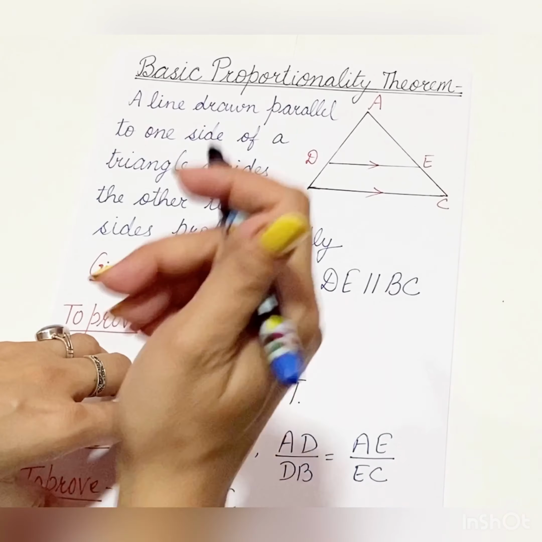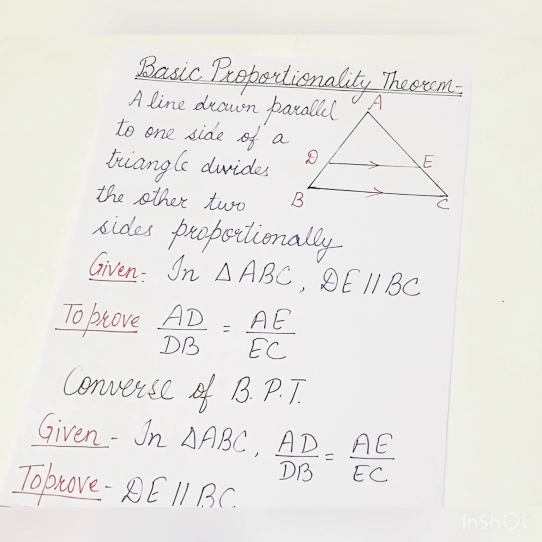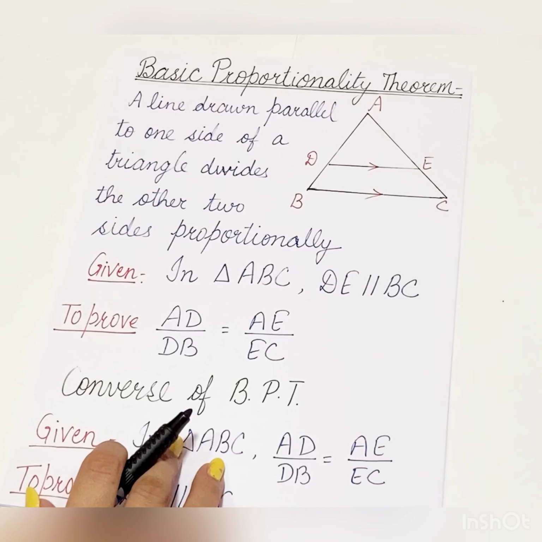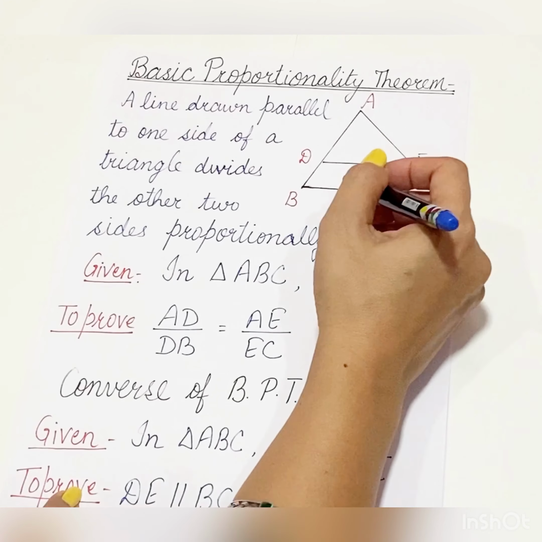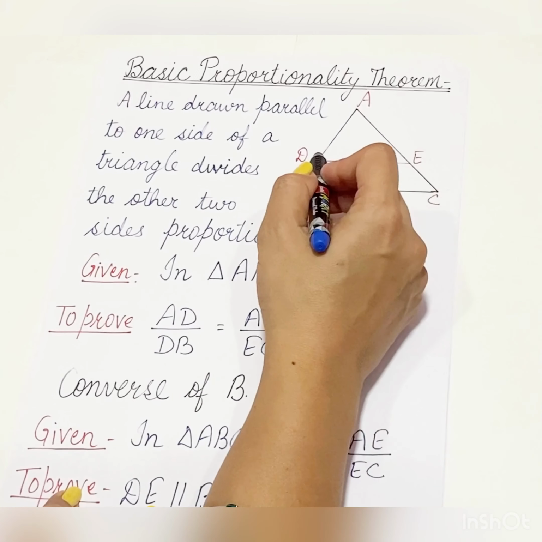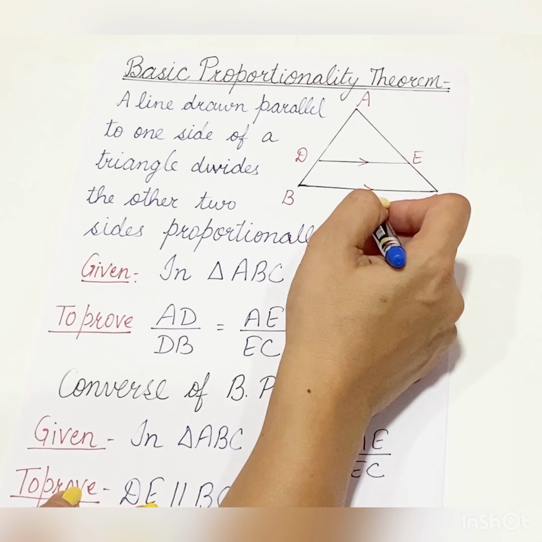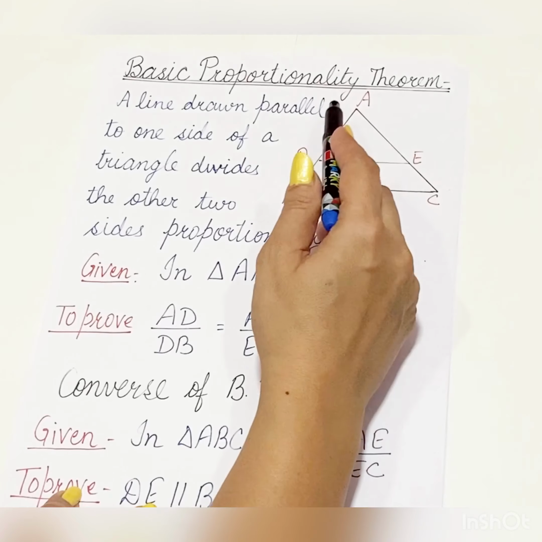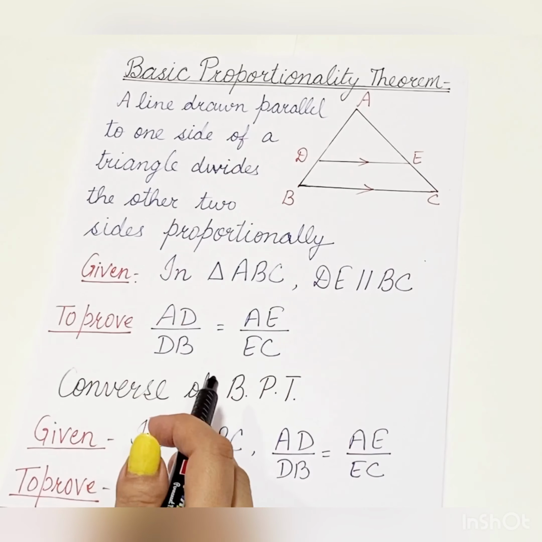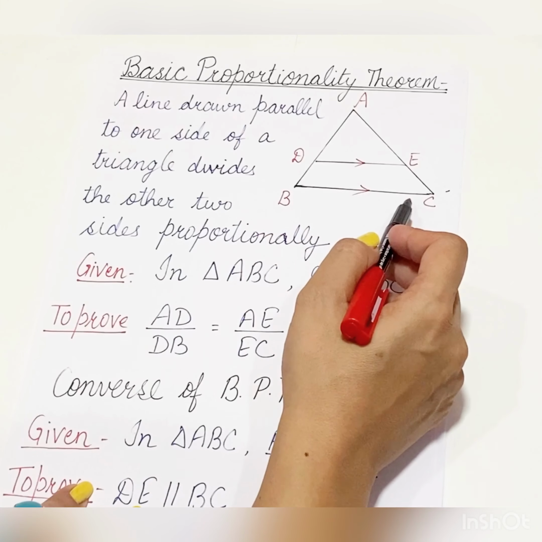Next theorem, which is used frequently wherever we have the similarity concept, is the basic proportionality theorem. What do we have in the basic proportionality theorem? We have a triangle ABC, right? In this triangle, if we have a line segment which is parallel to any one side of the triangle, then it is going to divide the other two sides proportionally. Like in this triangle ABC, we have DE parallel to BC, right? DE is a line in the triangle and it is parallel to BC.